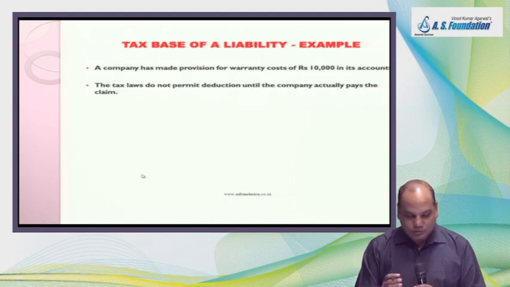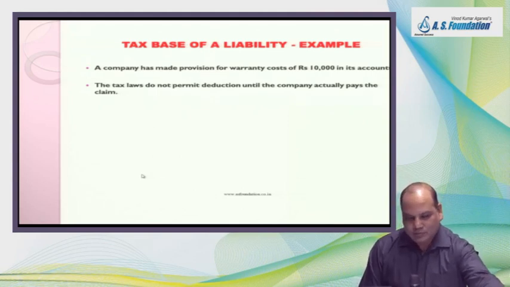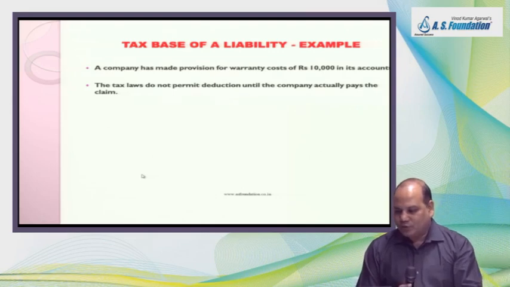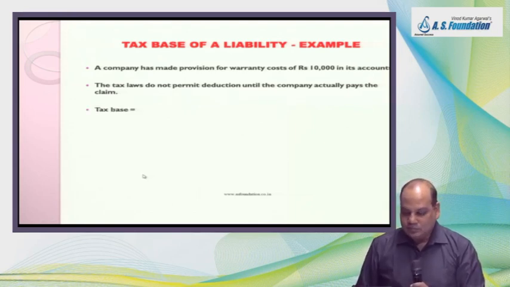Dear student, continue. Solve the next question. A company has made provision for warranty cost of rupees 10,000 in its account. Same question. Earlier it was provision for bonus, now it is provision for warranty. Tax laws do not permit deduction until the company actually pays the claim. Fill in the blanks: tax base is equal to 0 or 10,000. Think and answer.